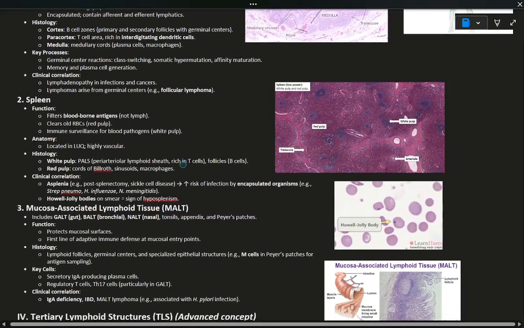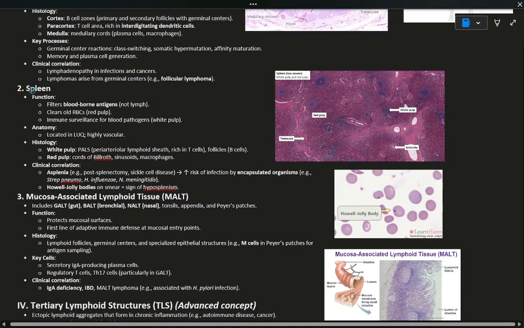Alright, the next organ that we have is the spleen. The spleen functions as a filter for the blood-borne antigens instead of the lymph. It also clears old red blood cells, and that's the function of the red pulp of the spleen. On the other hand, the white pulp that we see over here that look like blueberries, they're in charge of immune surveillance for blood pathogens.